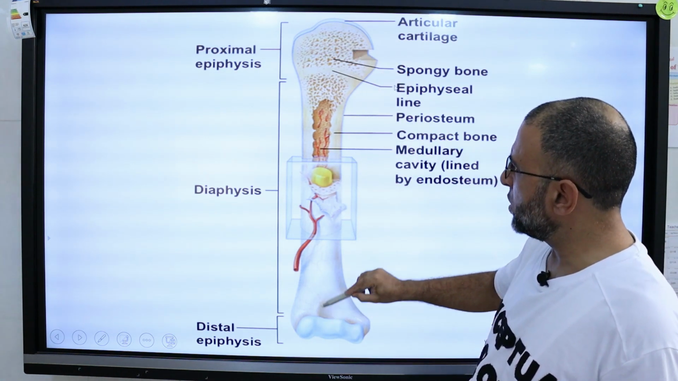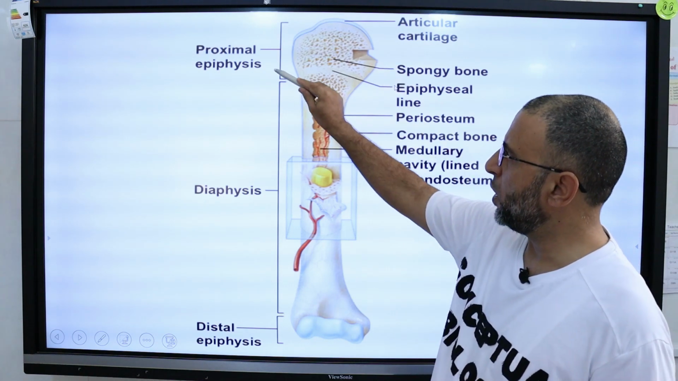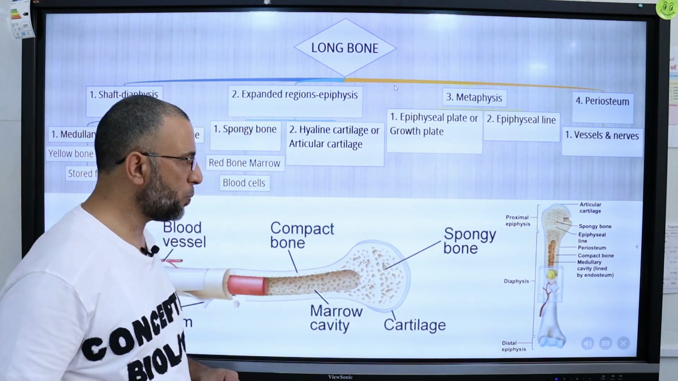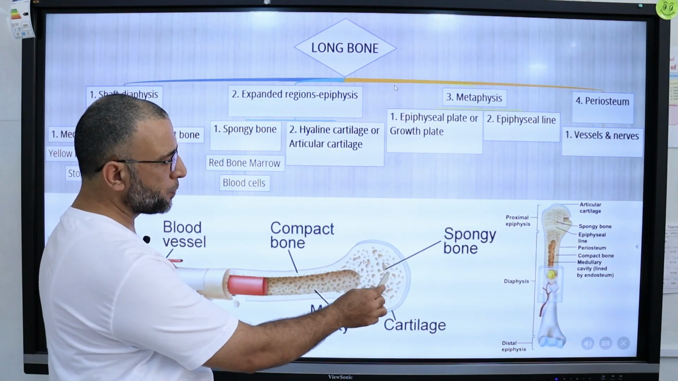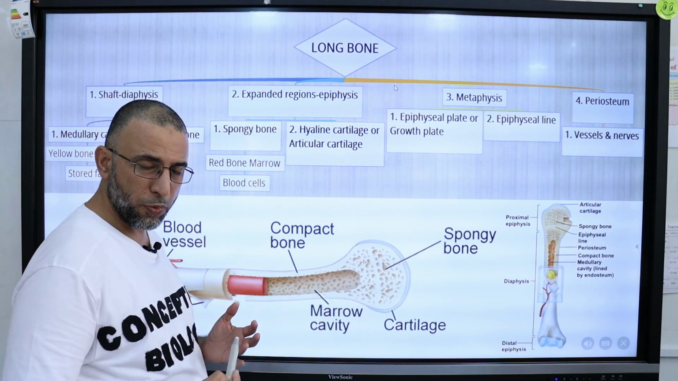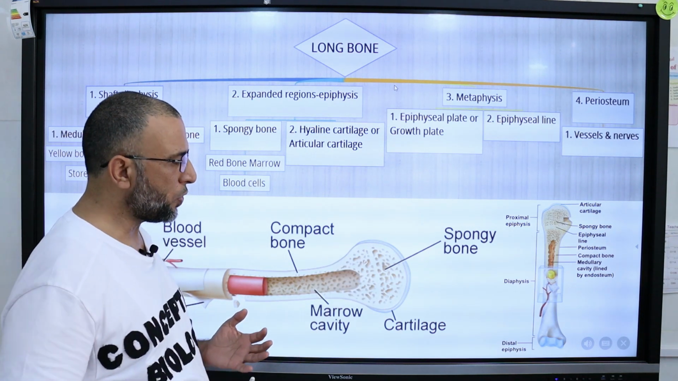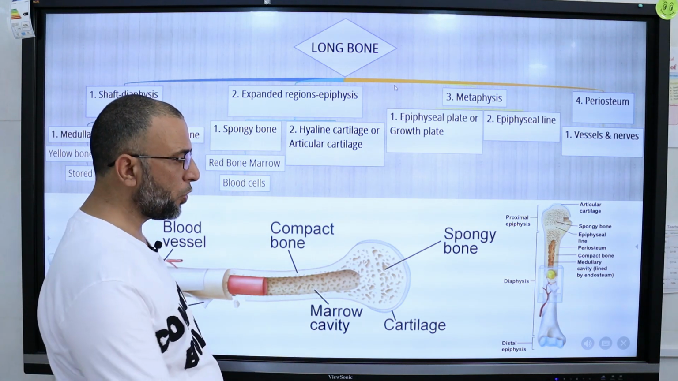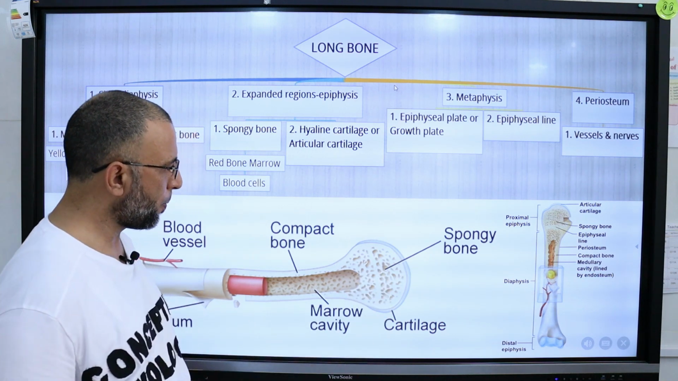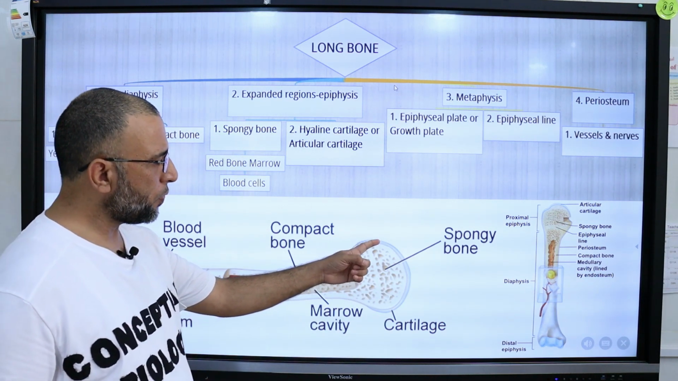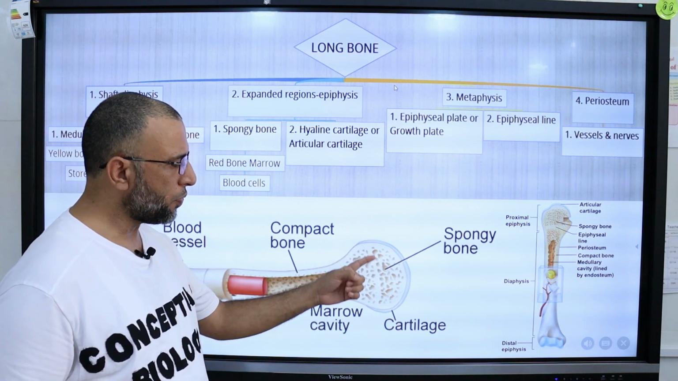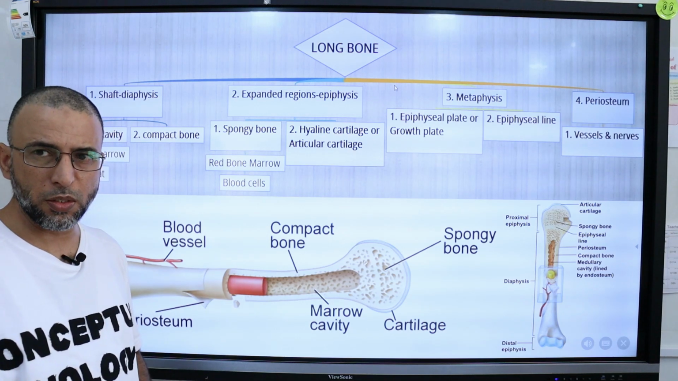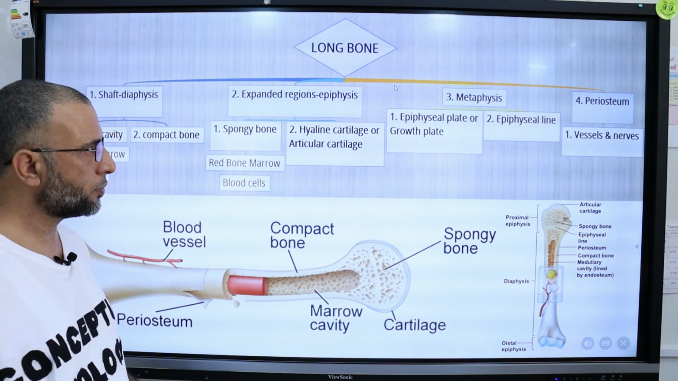Expanded regions present at the ends of the long bone are called epiphyses, and epiphyses are composed of spongy bone. Spongy bone contains red bone marrow, where blood cells are produced: red blood cells, white blood cells and platelets are produced from the red bone marrow present in the spongy bone. The outer surface of the epiphysis has a thin layer of cartilage called hyaline cartilage or articular cartilage. It is present at the joint.